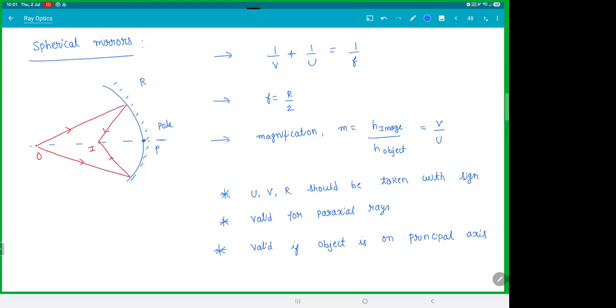We'll do a few problems to get used to the formula, and then I'll show you the ray diagrams and all that stuff, which I'm pretty sure you studied in school. Object is between center and focus, image is there, between focus and pole, image is virtual, all that stuff. You'll see that also. But before jumping, we can do a few questions before that. I'll copy the formulas.